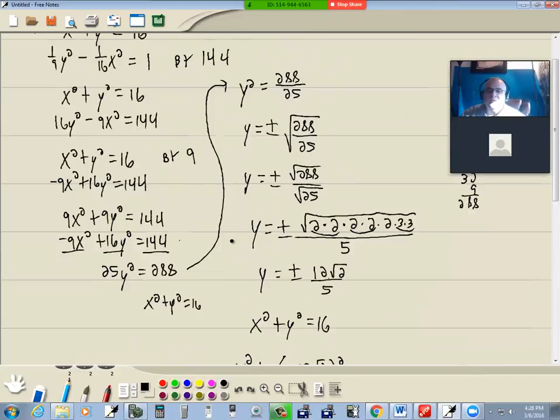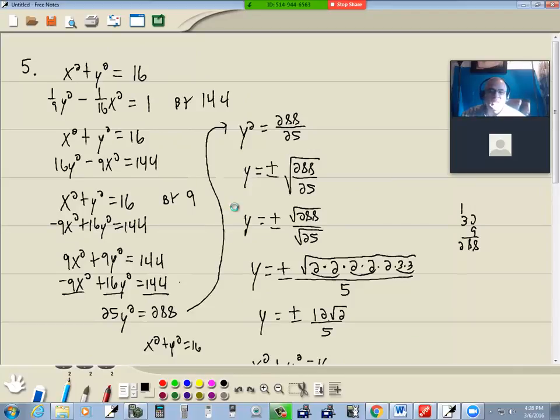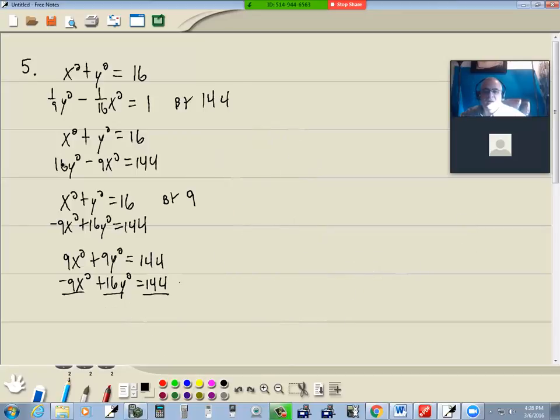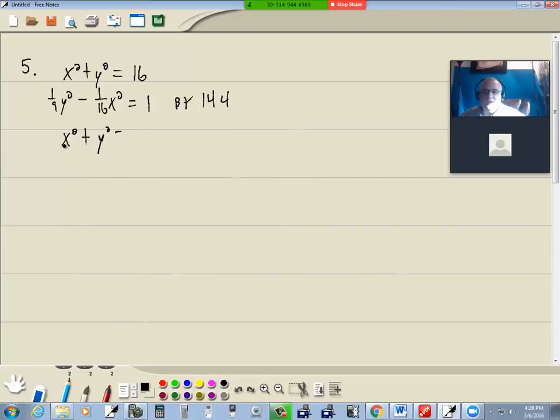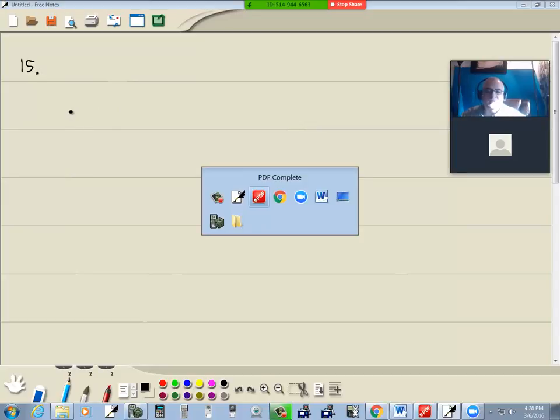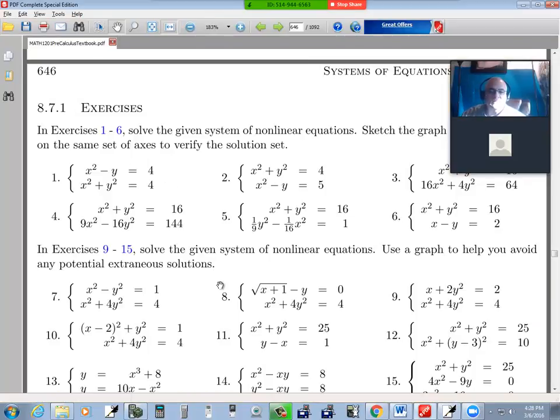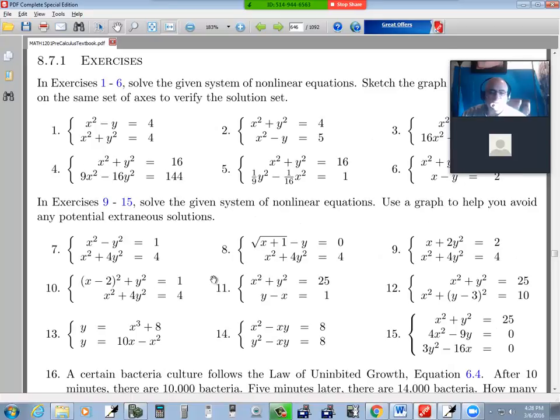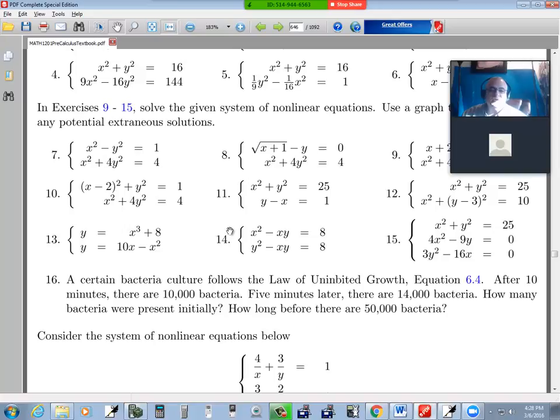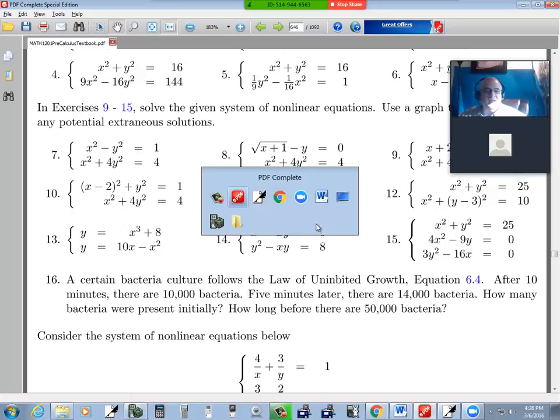Let's see, that was number 5. Okay. So let's look at 15. Now they're saying solve these, and then they say use a graph to help you avoid any potential extraneous solutions. So they're telling you that you could potentially have some issues with these.